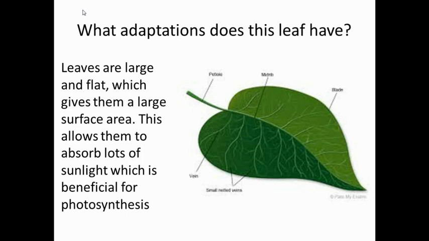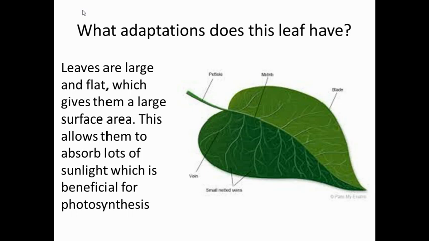The second one was actually the adaptations of the leaf. So many of you did really well on the photosynthesis questions, and then you also did really well on the testing for starch and rates of photosynthesis. But the leaf adaptations, there were a couple of areas of weakness. So we're just going to talk about those.